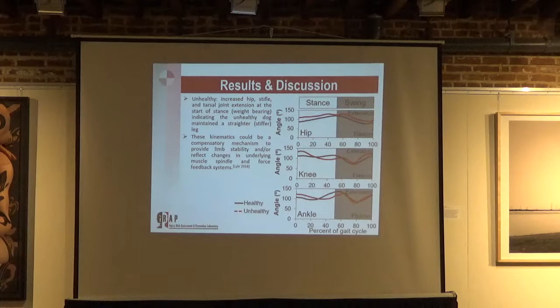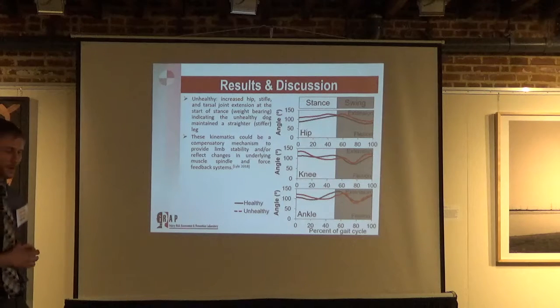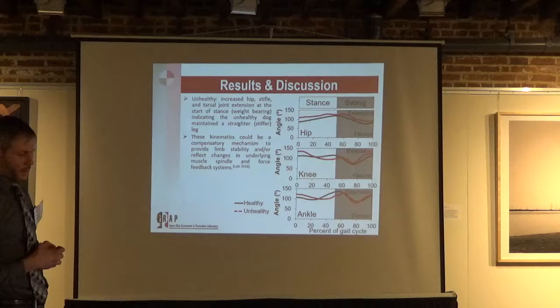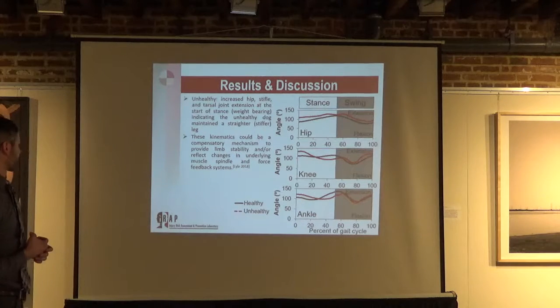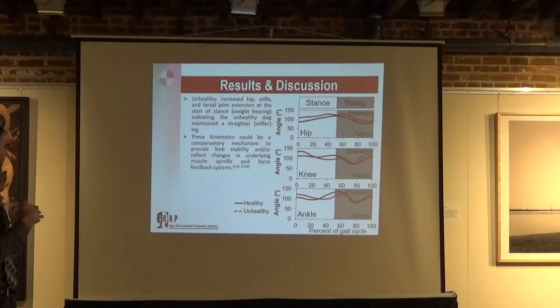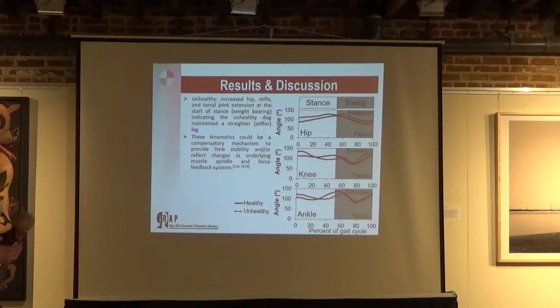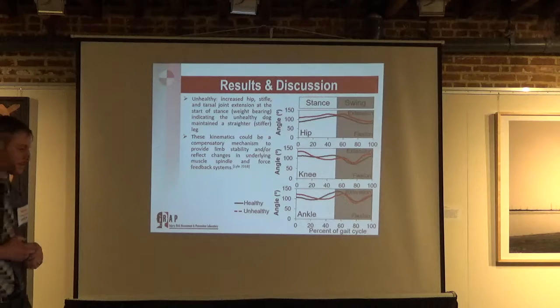Further, in the unhealthy dog, increased hip, stifle, and tarsal joint extension at the start of stance or during weight bearing could indicate that the unhealthy dog maintained a straighter or stiffer leg. So we see that basically at the start of our plots, the unhealthy dog, the red curve, is more extended, so it has the greater values. The next point is that these kinematics could be a compensatory mechanism to provide limb stability and/or reflect changes in underlying muscle spindle and force feedback systems.